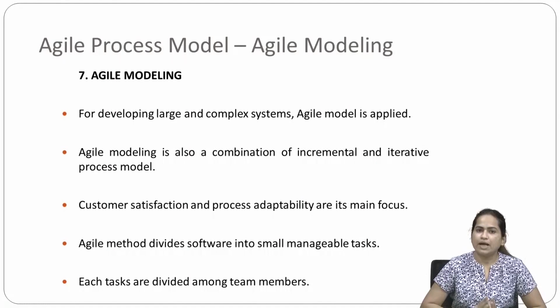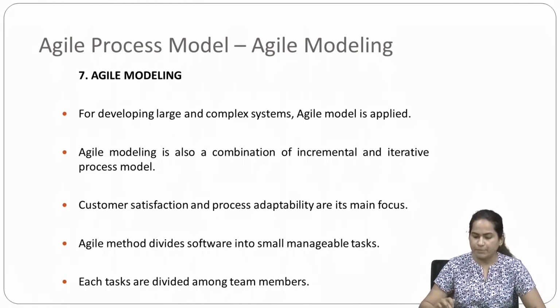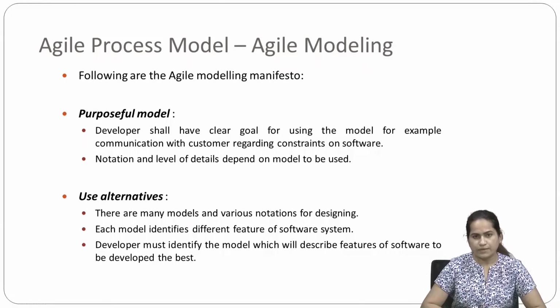For developing large and complex systems, the agile model is applied. Agile modeling is also a combination of incremental and iterative process models. Customer satisfaction and process adaptability are its main focus. The agile method divides software into small manageable tasks. Each task is divided among team members. Some modeling manifestos are there for the agile model.